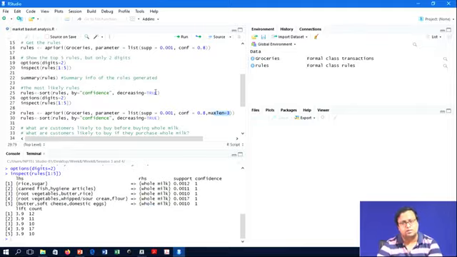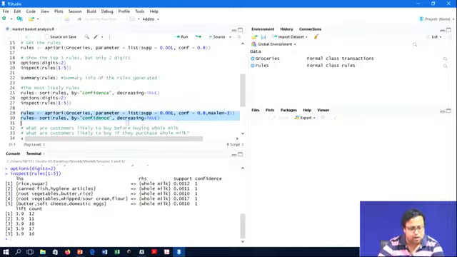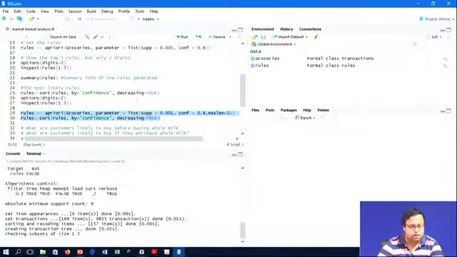So, if I just want to limit the size of the rule, I can set max length equal to 3. Max length equal to 3 means the maximum length, both sides included, right-hand side and left-hand side, the length of the rules will be 3 items at max. Now if I do that and then sort it by confidence, what will it look like?